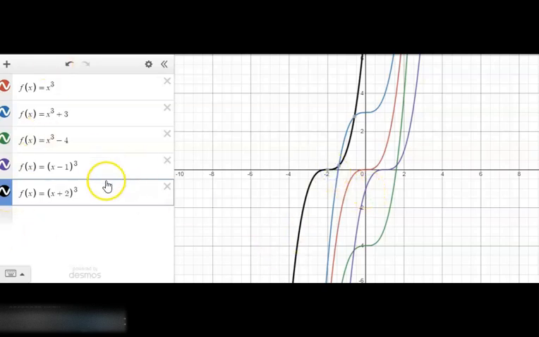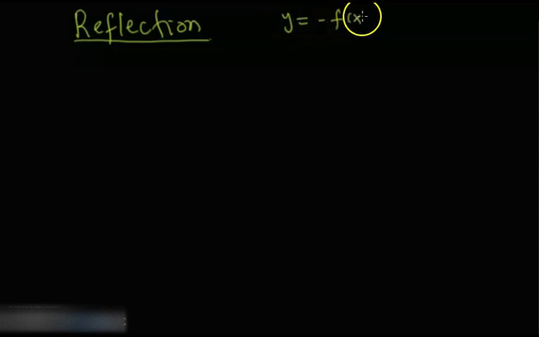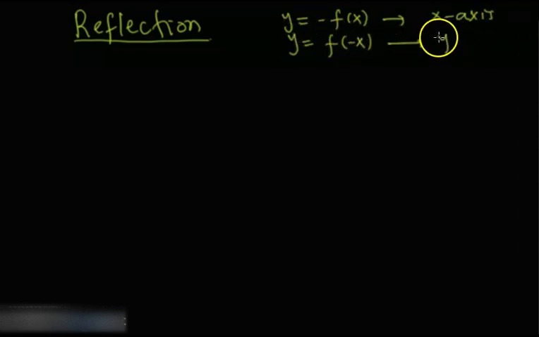So these are 4 shifts, 2 vertical, up and down, and 2 horizontal, left and right. So this is how the shifts of the cubic function are done. On the same lines, now you can see the reflection. We have 2 reflections, one about the y-axis and the other about the x-axis. If you recall, y equal to minus f of x was reflection about the x-axis, and y equal to f of minus x was reflection about the y-axis.